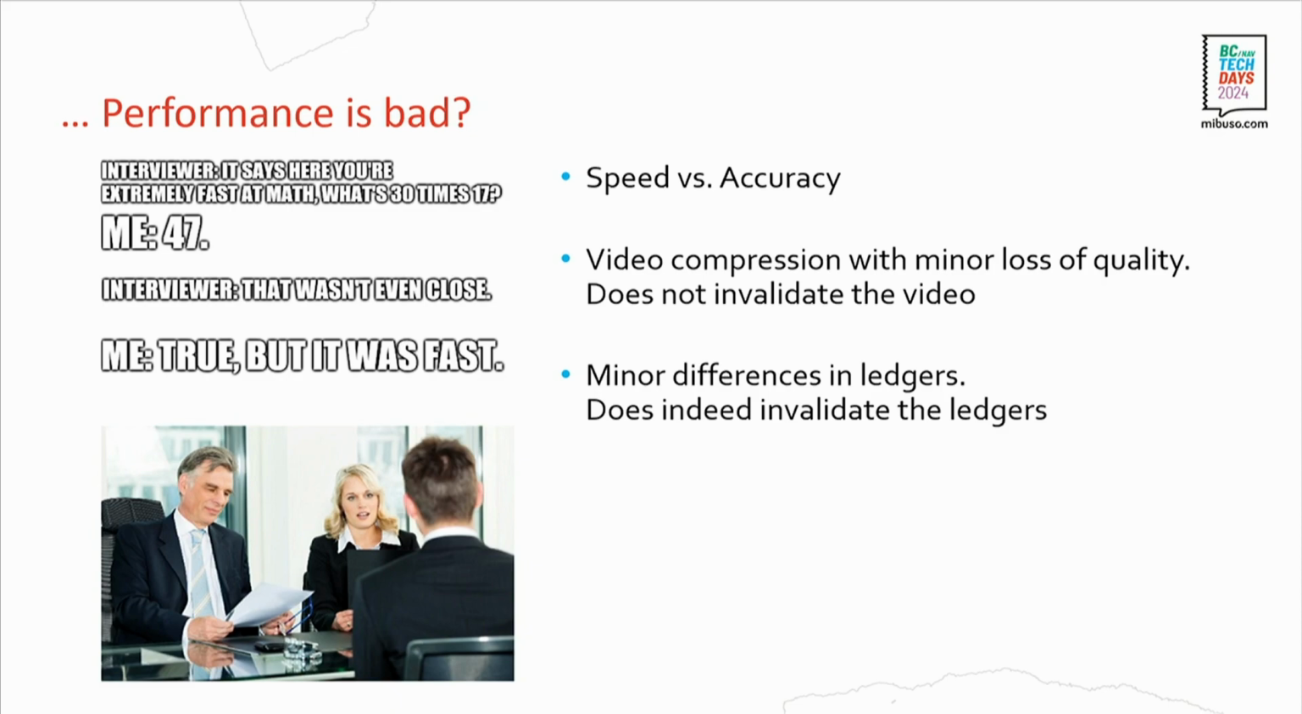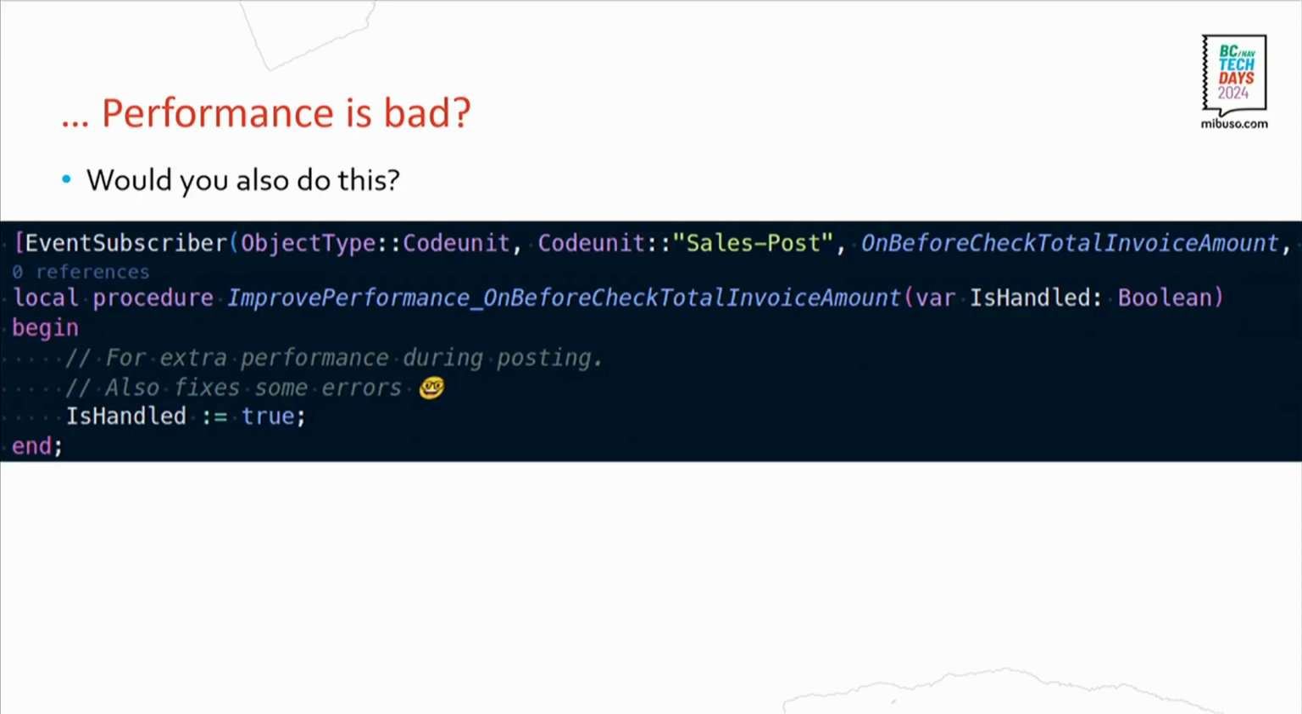So now, when you skip validate triggers to make the application faster, do you also do something like this? It's an abstract example, but I think I saw something similar at some point in actual customer code, where some checks in the sales post were turned off because there were some errors. But it also increases performance a lot potentially, and also fixes some errors.